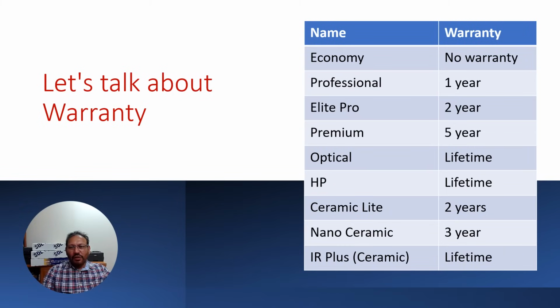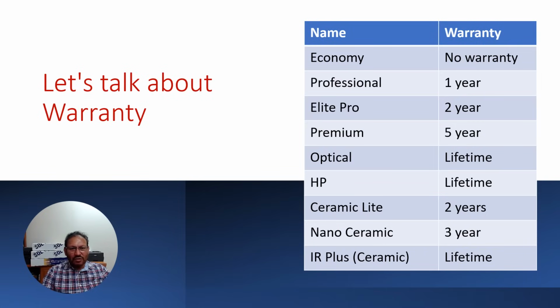Now let's talk about the warranty of the films. Again, very good chart here. Economy films, no warranty, 1 year, 2 years, 5 years, lifetime, lifetime, 2 years, 3 years, lifetime. What does a lifetime or 2 years or 1 year warranty actually cover? Basically, it covers if it starts peeling off, or it starts changing its color, it starts fading, or if the meter is reading something else after 2 years or 3 years or 5 years. That's how the warranty works.